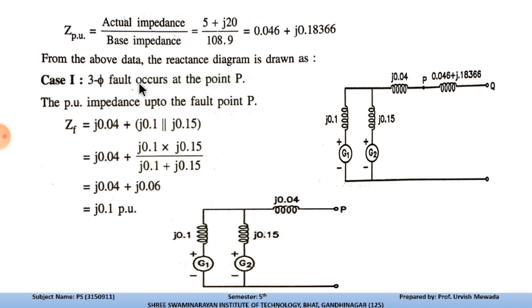So let us discuss case number 1. A three-phase fault occurs at point P. So we are considering this point, where we are calculating the effect of the fault current. So ZF, the impedance at fault, is 0.04 in series with these two parallel reactances, j0.1 parallel to j0.15. After solving these two, we'll have the value of ZF, that is j0.1 pu. So this is the value of ZF at point P where the fault will take place.